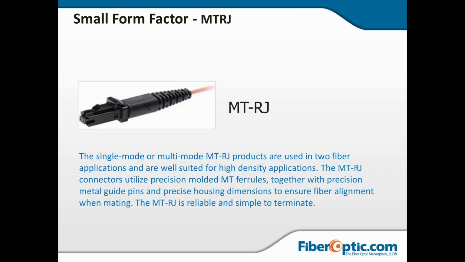MTRJ is the one we were talking about. It's automatically duplexed, and you can see the end of the connector here. You can see the duplexing and the two ferrules that are 0.75 millimeters apart.